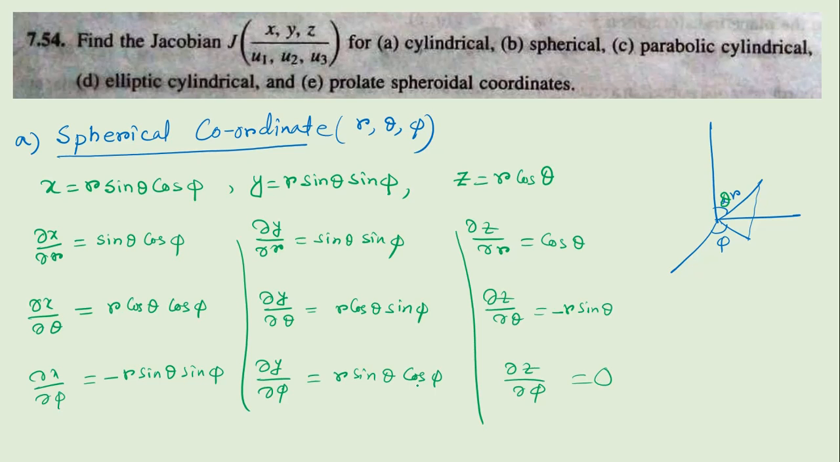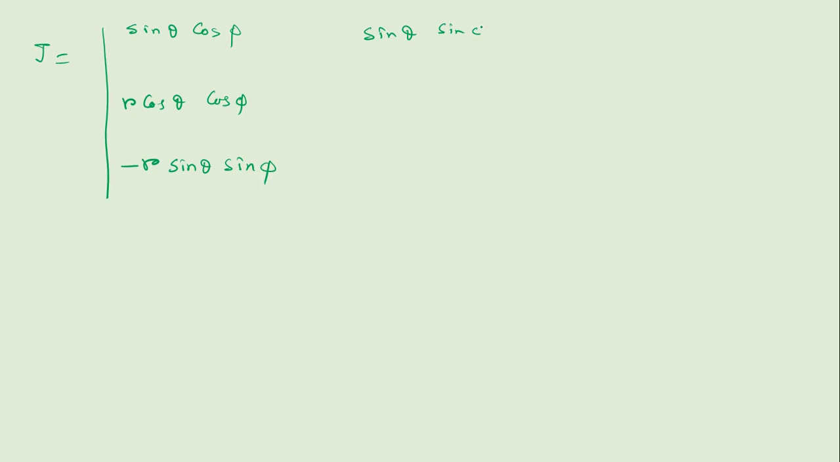Now put this value in the Jacobian. So the Jacobian will be, put this value, that is sin θ cos φ, r cos θ cos φ, minus r sin θ sin φ, and sin θ sin φ, r cos θ sin φ, r sin θ cos φ. Do it yourself and check with this answer. If there is any problem, you must comment in the comment box. The third row is cos θ, minus r sin θ, and 0.